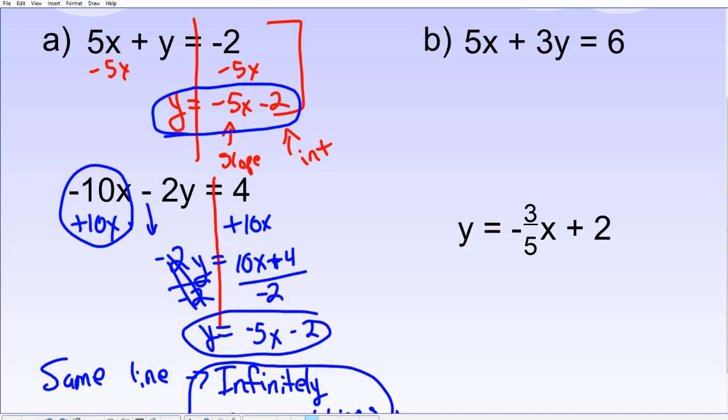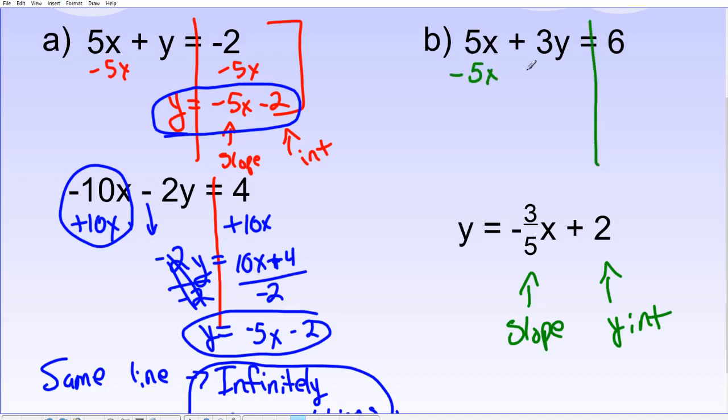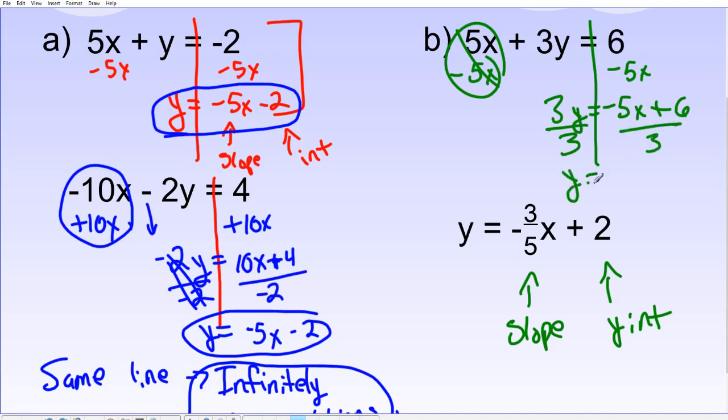Letter B. This one's already done. That's my slope, that's my y-intercept. I can recognize that it's already in slope-intercept form. So I just got to do this other guy. So I'm going to subtract 5x, because I get rid of add and subtract before multiply and divide, and that cancels. 3y is equal to negative 5x plus 6. Divide by 3 on both sides, and y is equal to negative 5/3 x plus 2.